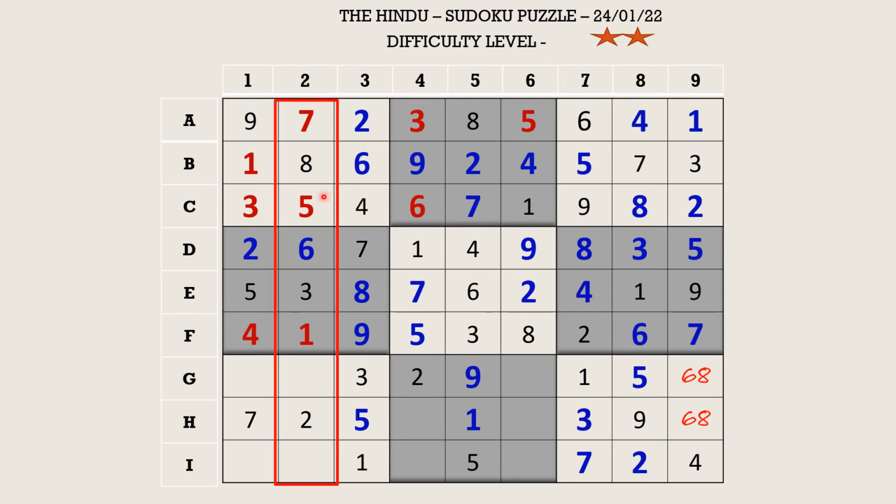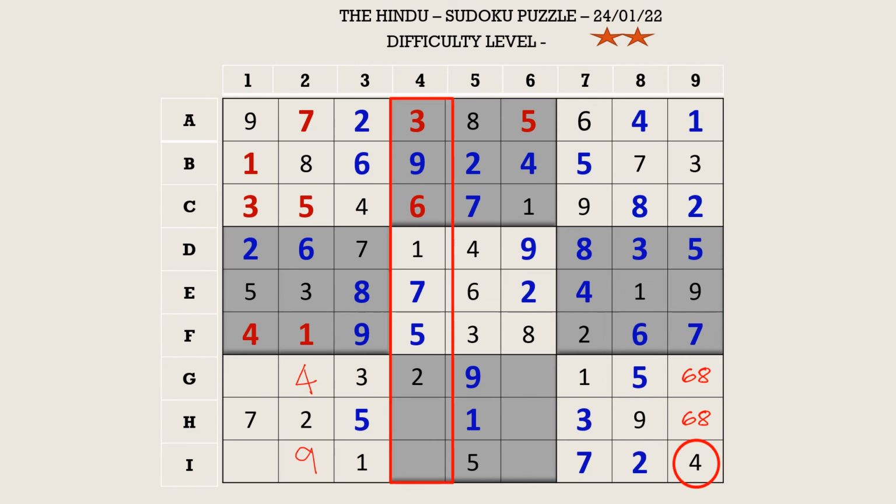In column 2, there are only 2 empty cells and the missing numbers are 4 and 9. There is a 4 in row I, so G2 takes 4 and I2 takes 9. In column 4, again there are only 2 empty cells and the missing numbers are 4 and 8. So since 4 is blocking here, H4 takes 4 and I4 takes 8.